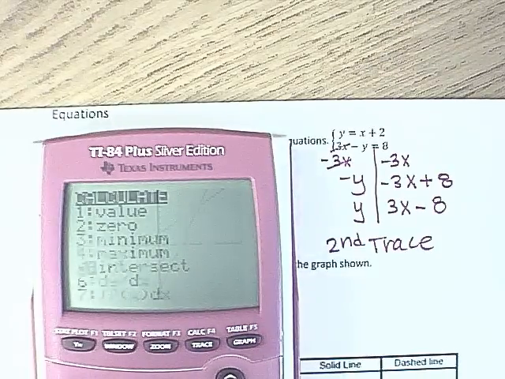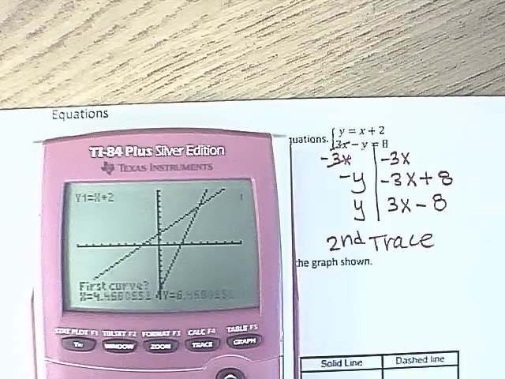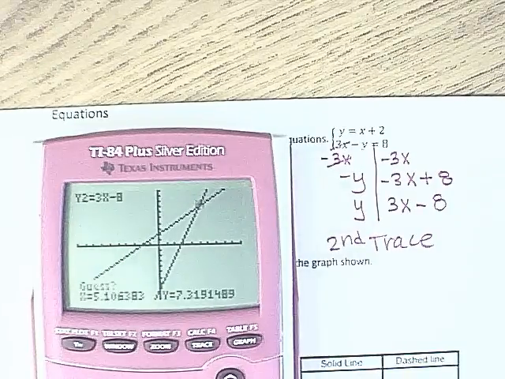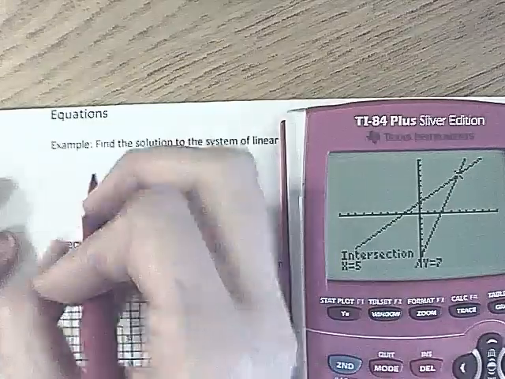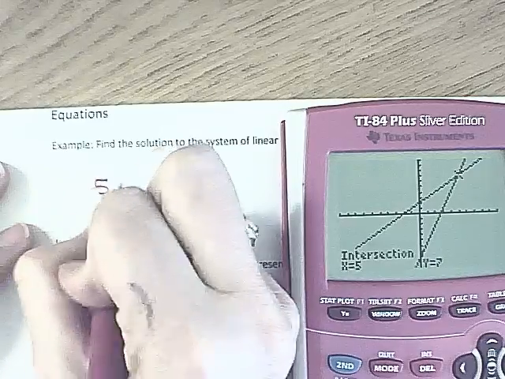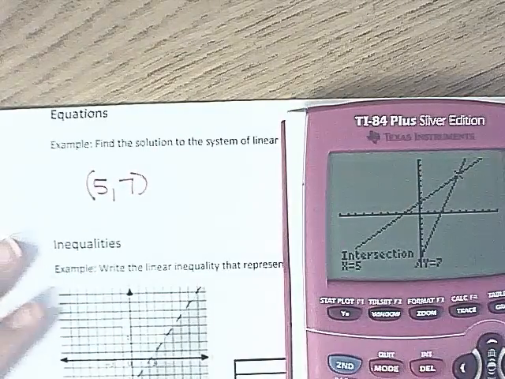Second, trace, and we're looking for the intersection. So we use that number 5. We scroll over as close as we can to the actual intersection and hit enter 3 times. You will see that we are given the solution by our calculator, and that solution is 5, 7. We write it as an ordered pair and we're done.